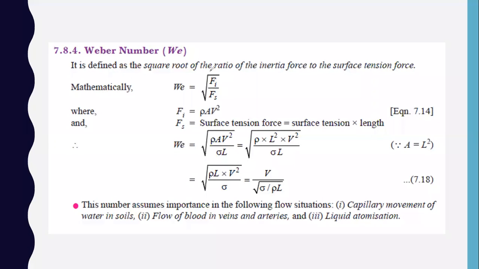The next one is the Weber number. It is defined as the square root of the ratio of inertia force to the surface tension force. Once we solve this, we get V divided by root of sigma divided by rho into L. This number assumes importance in the following situations: capillary movement of water in soils, flow of blood in veins and arteries, and liquid atomization. So this number will be useful for these types of problems.